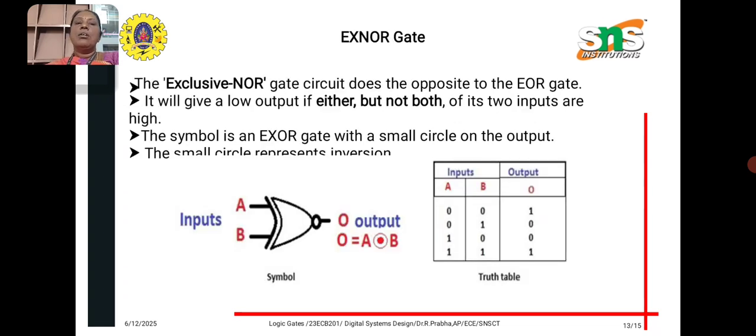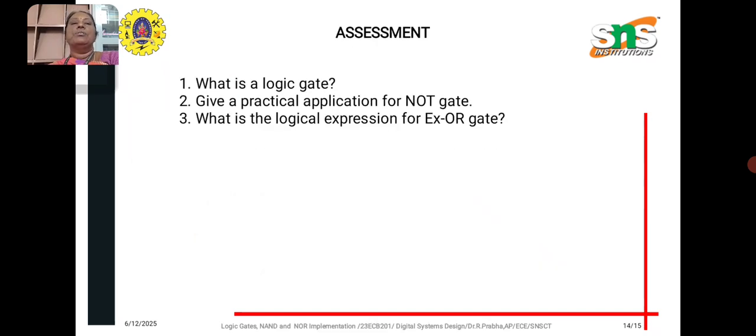Its inversion is called XNOR gate, opposite to XOR gate, and its symbol is a dot with a circle. XOR gate symbol is plus with a circle. XNOR gate is dot with a circle. Its output truth table gives the complement to XOR gate. So if both the inputs are same, then it gives output 1, which is inverse to XOR gate operation, and for different inputs XNOR gives 0 value.